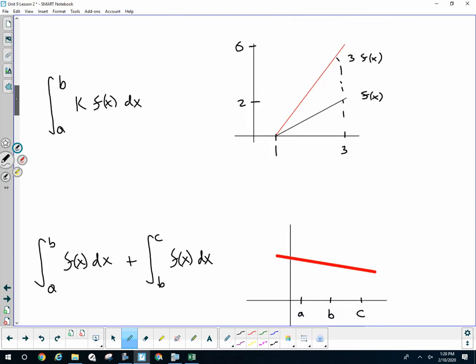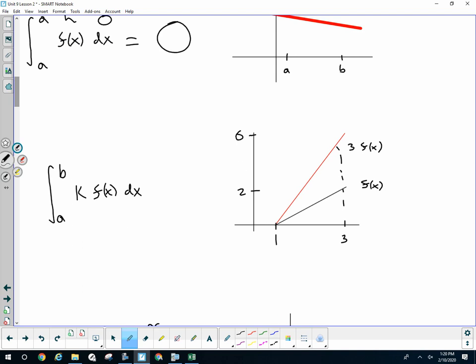The first one is if we have a constant times a function. It's very similar to antiderivative rules and derivative rules. We are able to pull the constant out and then just multiply by the area under the function. This may help simplify some things sometimes.